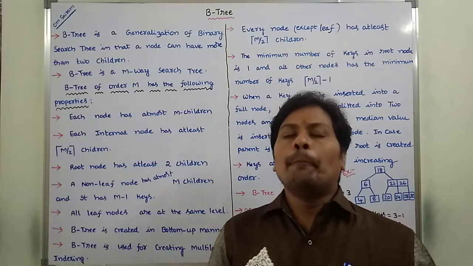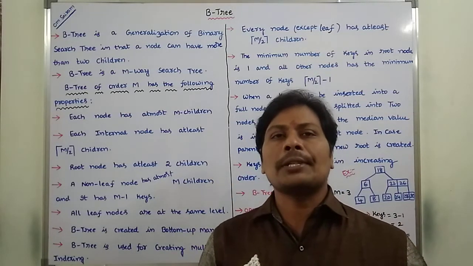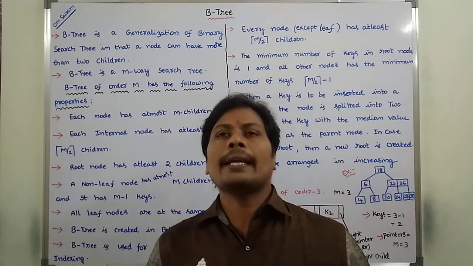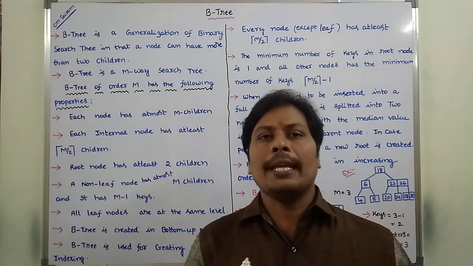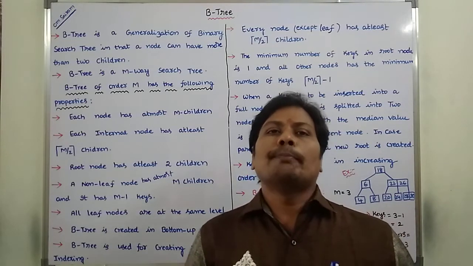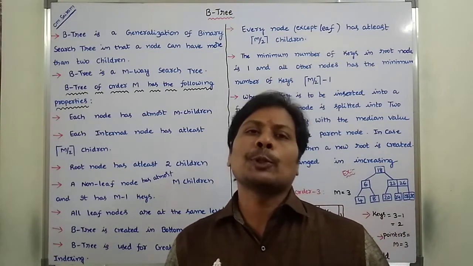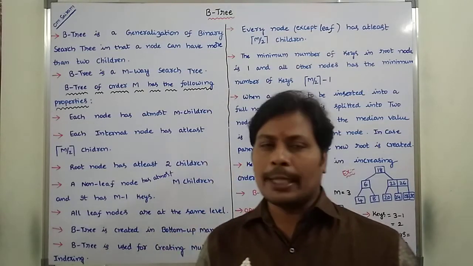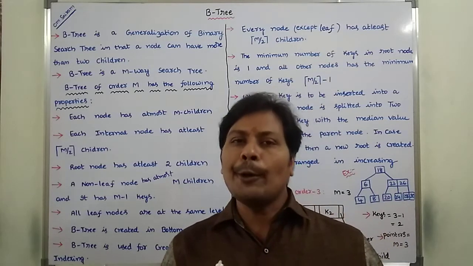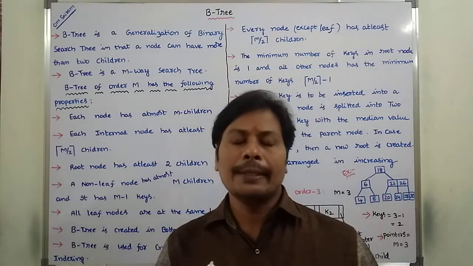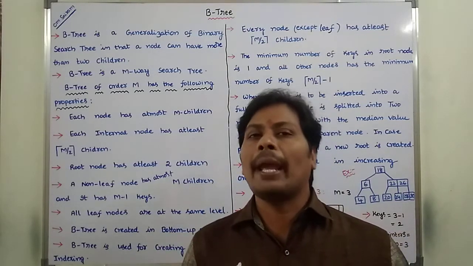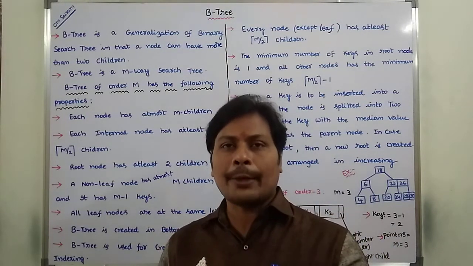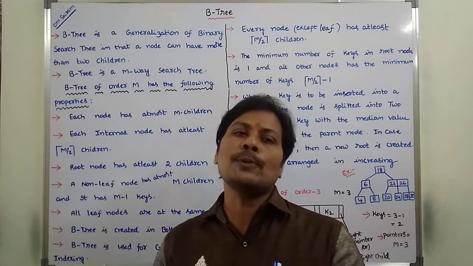First point, B tree is a generalization of binary search tree, because in a binary search tree each node must have at most two children. That means a node may have 0 children, or one child, or two children. At most two means either 0, 1, or 2 children.